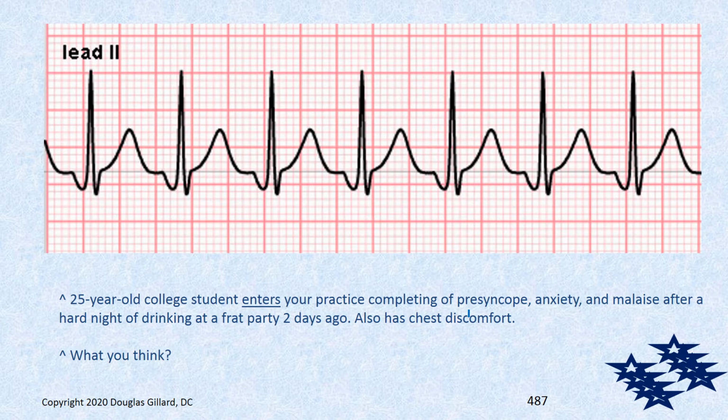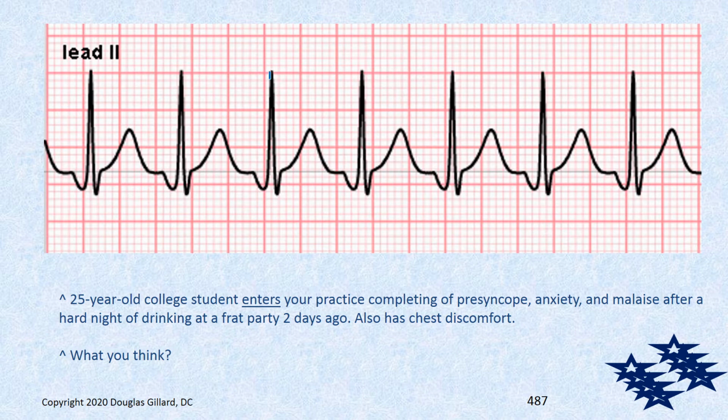Let's do another one. 25-year-old college student into practice, complaining of some dizziness, pre-syncope, anxiety, and not feeling good. Hard night of drinking at a frat party a couple days ago. Thinks he might have some pain in his chest. Run a rhythm strip. What do you think? All right, well, let's analyze it.